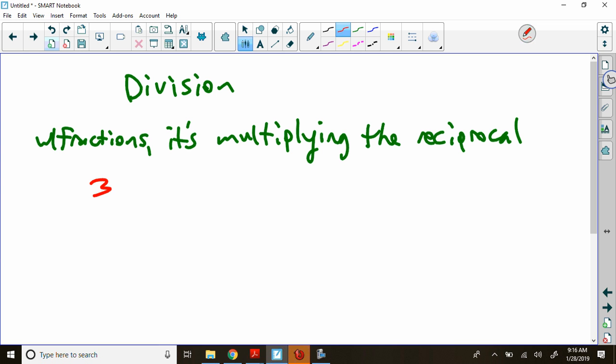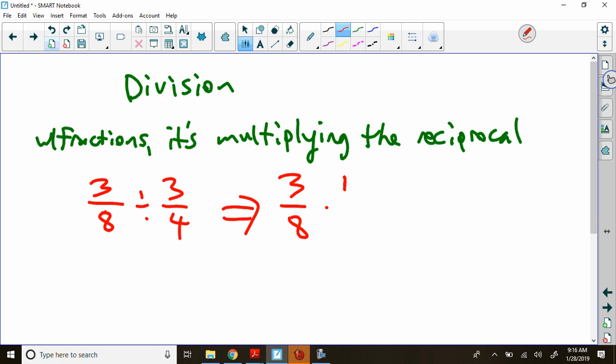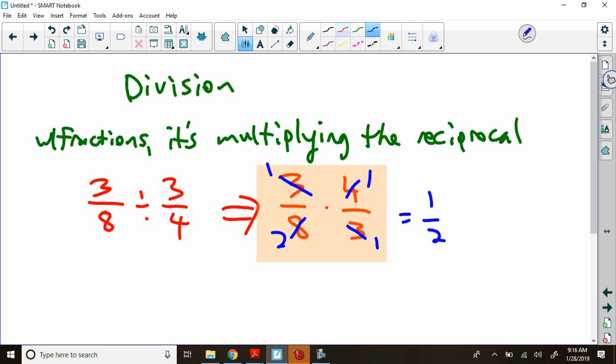If you had 3/8 divided by 3/4, we can't do that operation, but we can say, well, it's 3/8 times 4/3. And then hopefully you remember a thing or two from several weeks ago when we talked about this. Cross-canceling, the 3's become 1's, the 4 becomes a 1, the 8 becomes a 2. So this would ultimately be a half. Okay.